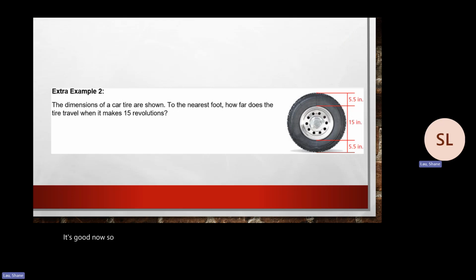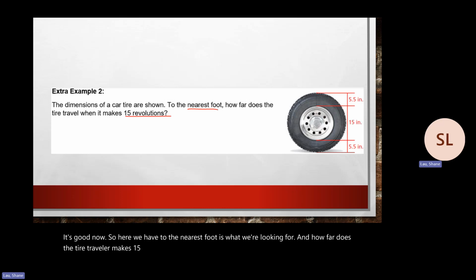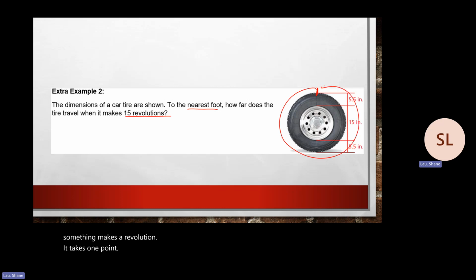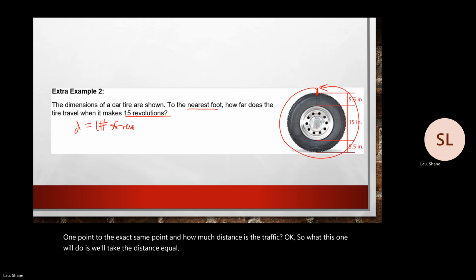Here we have to the nearest foot, and how far does the tire travel when it makes 15 revolutions? This is a very particular thing. Whenever something makes a revolution, let's say this is the point of the tire, how much distance does it cover for every full revolution? Rotation kind of works the same way. They're not quite exactly the same thing; we'll talk about that later probably. But basically, how does it get from one point to the exact same point, and how much distance does it travel? So what we're going to do is take the distance equal to the number of revolutions times the circumference.